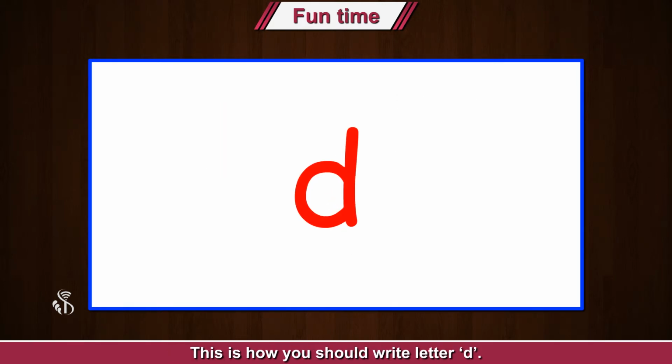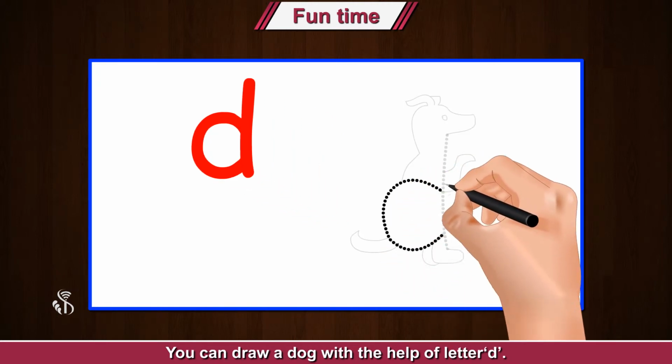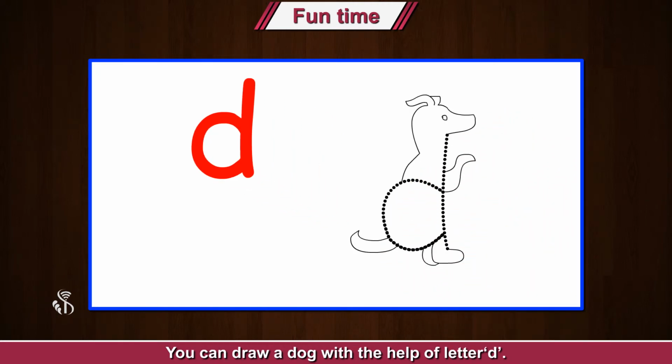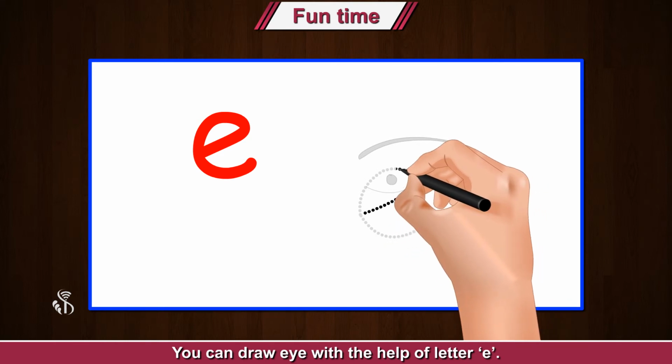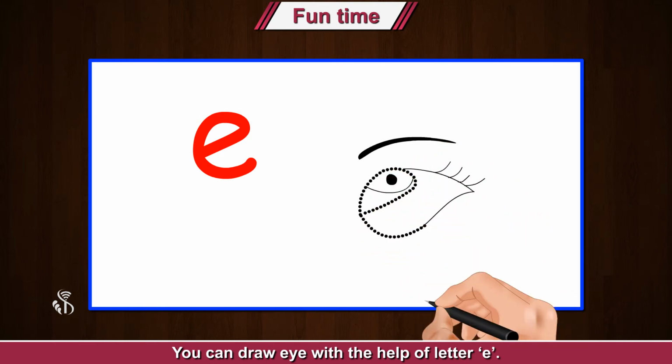This is how you should write letter D. You can draw a dog with the help of letter D. Writing letter E is very simple. You can draw an eye with the help of letter E.